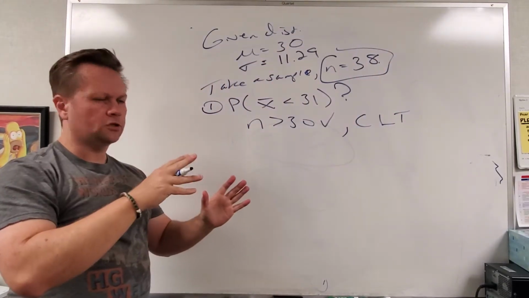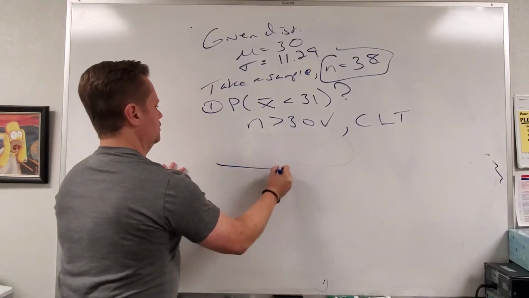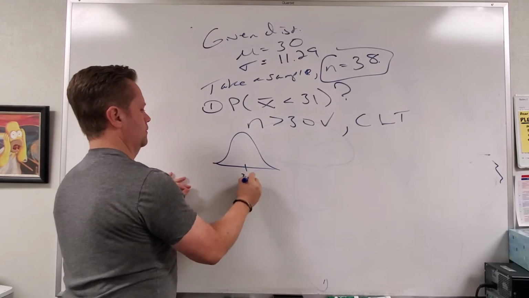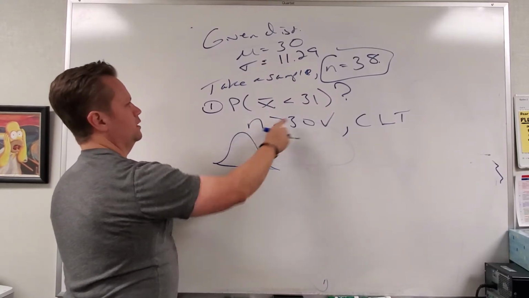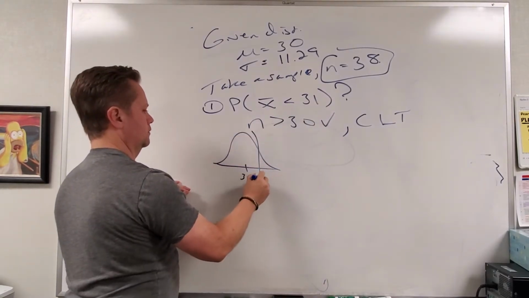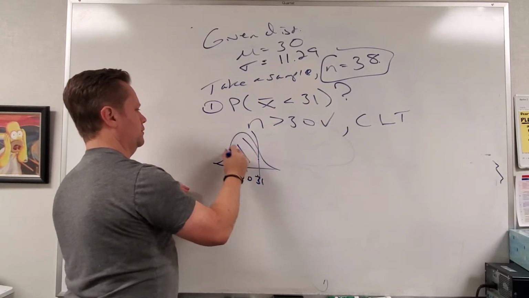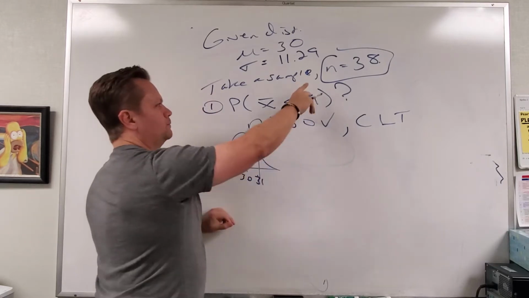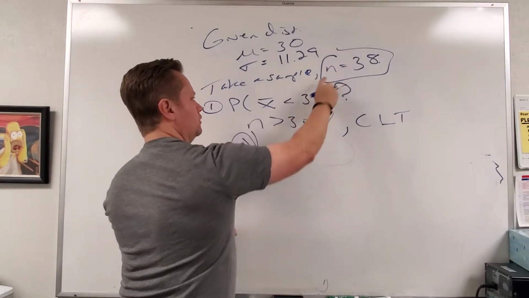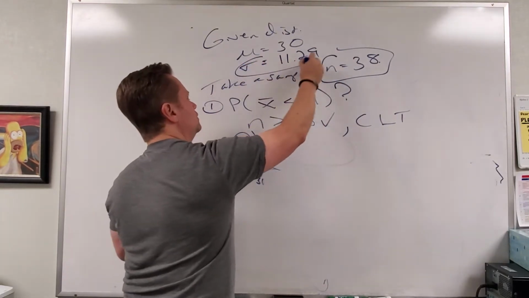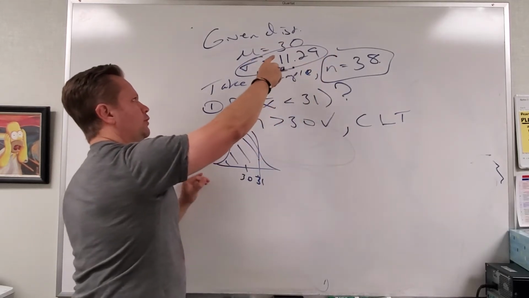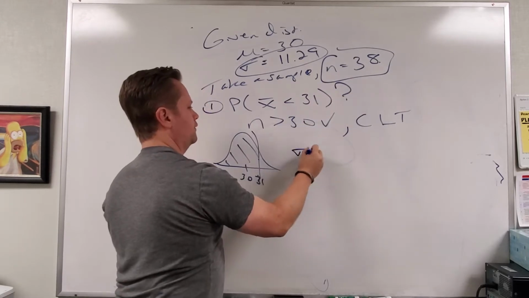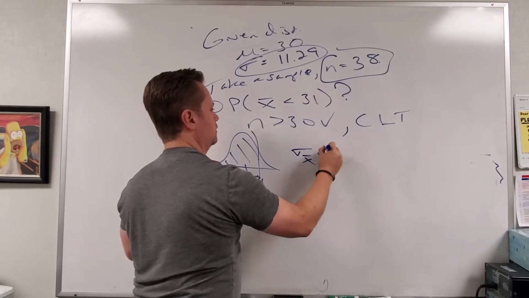So this distribution is going to look like this now. The mean stays the same, and here's my 31. I want the probability that it's less than 31. But before I go to make a z-score, I'm working with samples of 38. I cannot use this standard deviation, because it is for individuals. I need the one that works for groups of 38. So I've got to change my standard deviation.